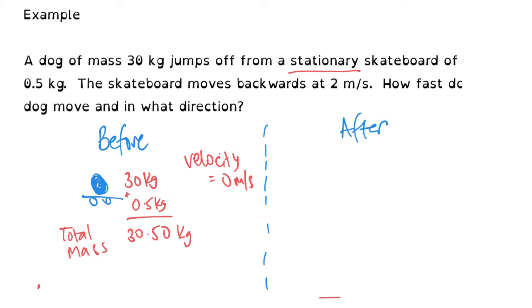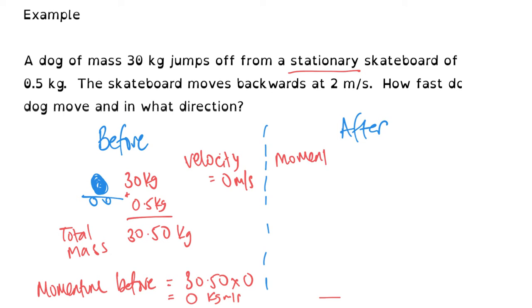So then we can find the total momentum before the collision, so mass times velocity, but that's then just 30.5 multiplied by 0, which of course will give us 0 kilogram meters per second. So the total momentum before the collision is 0. And now that means, because of the conservation of momentum, that the momentum after the collision has to also equal 0 kilogram meters per second. So we carry that forward onto the next part.